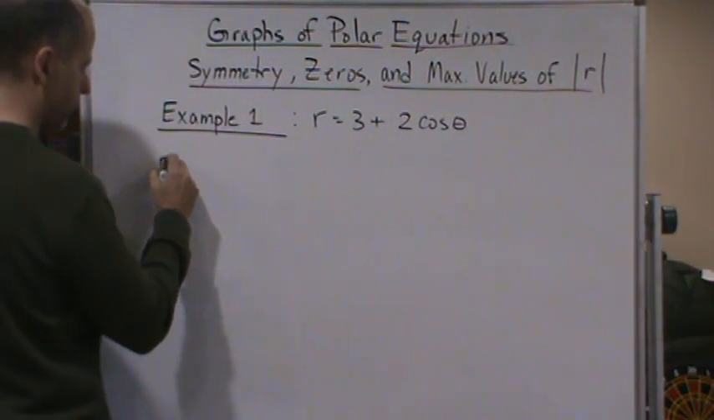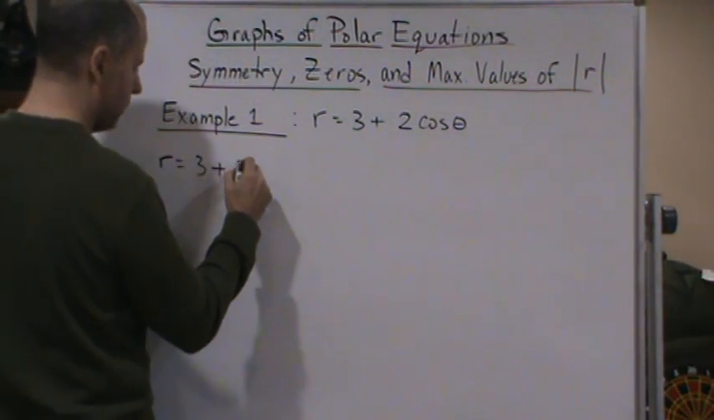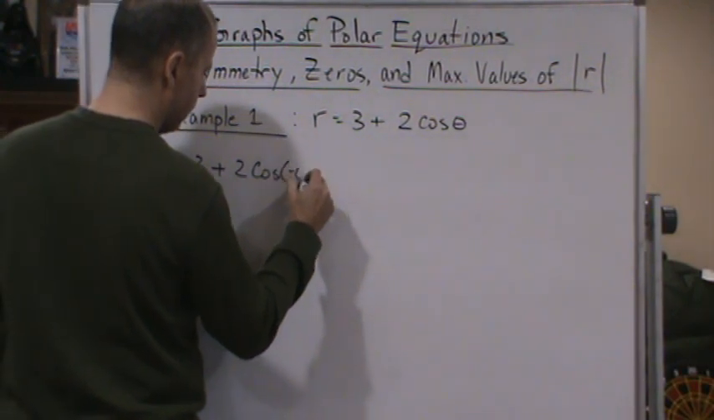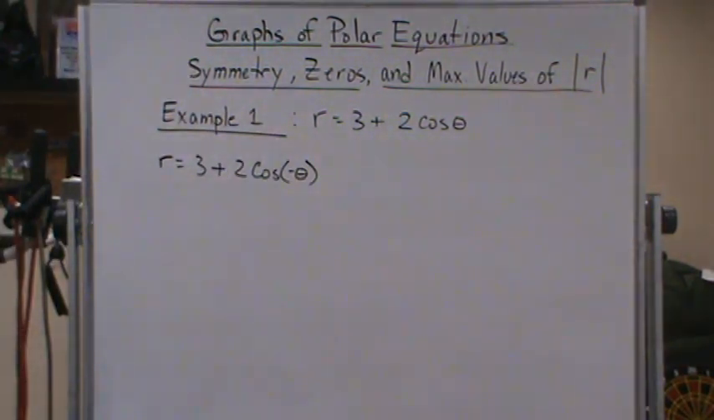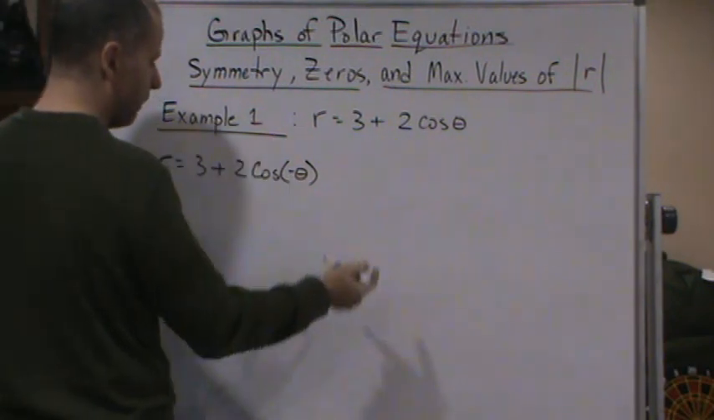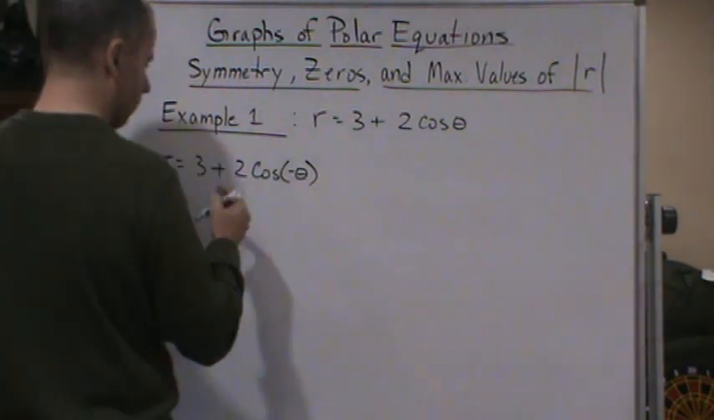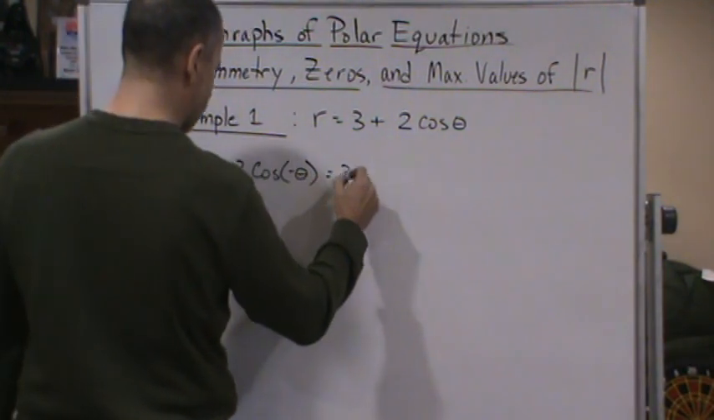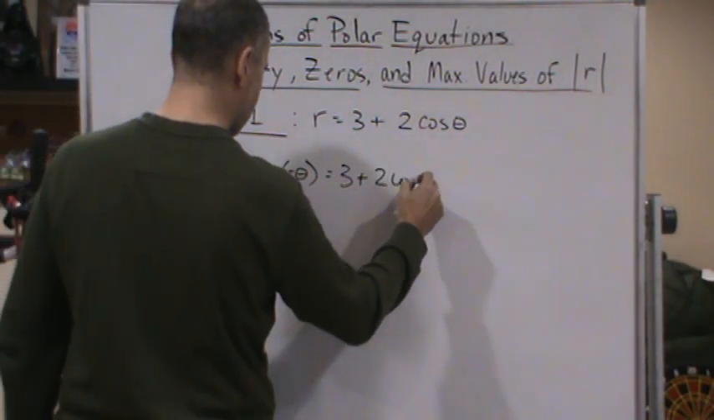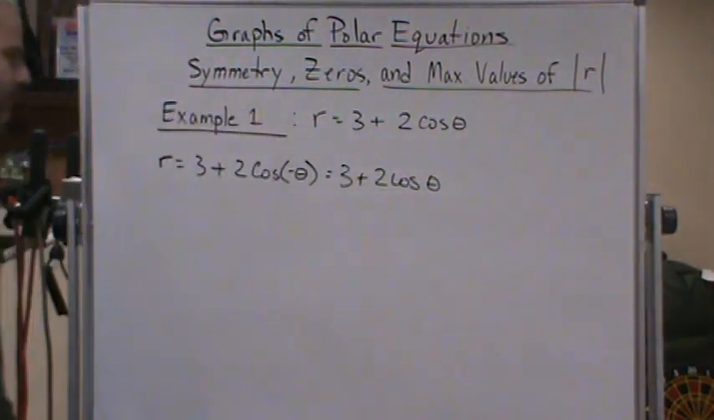So let's start over here. r equals 3 plus 2 cosine of negative theta. But remember, the cosine of negative theta equals cosine of theta. They're the same. Okay, so remember, it's an even function, right? So that means, what do I get? I get 3 plus 2 cosine theta. So I get right back to what I started with, okay? Which then tells me what? That this is going to be symmetric with respect to the polar axis, okay?